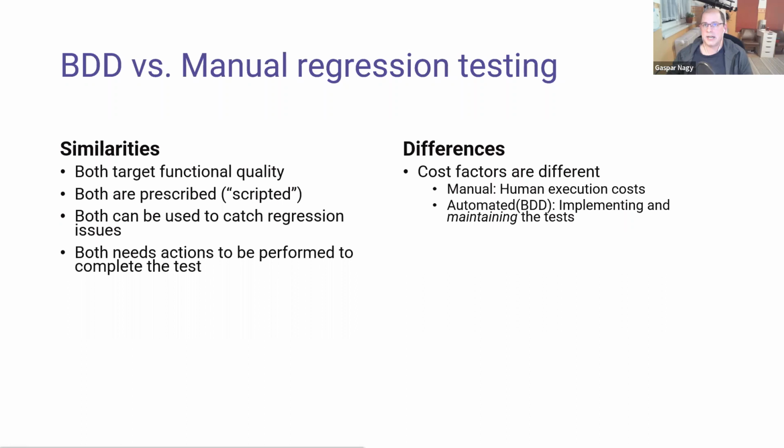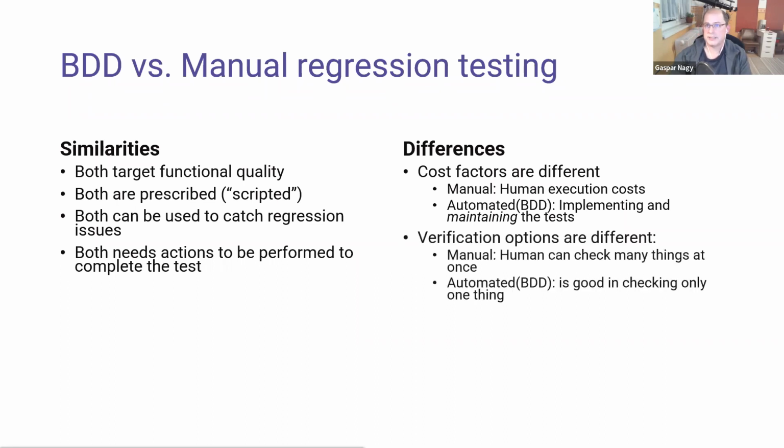That's the highest cost. On the other hand, for BDD and generally for automated tests, it looks like that the implementation of the automation of those tests and the ongoing maintenance of those tests are the highest cost factor. Of course, you need to pay something for the CPU as well, but definitely the implementation and maintaining costs are much higher than the execution costs in general.